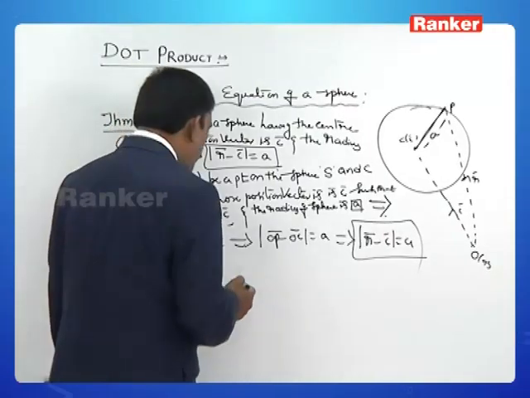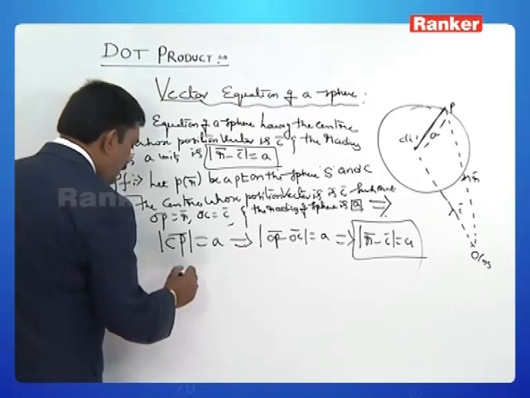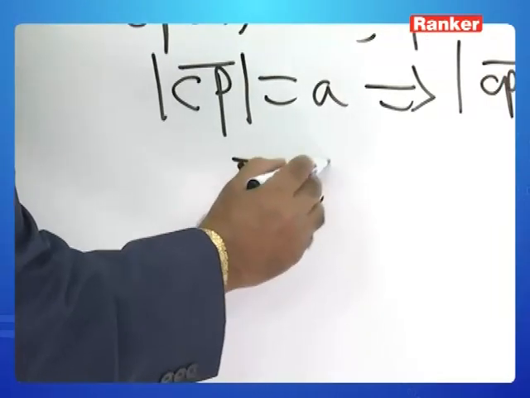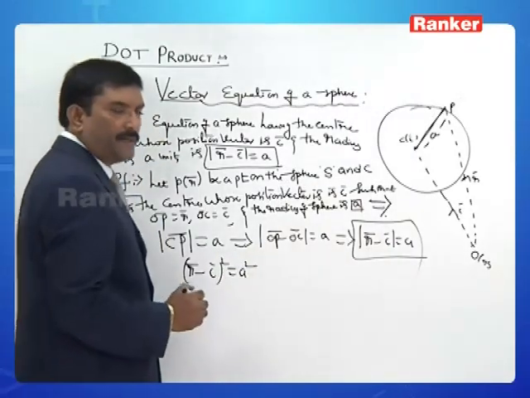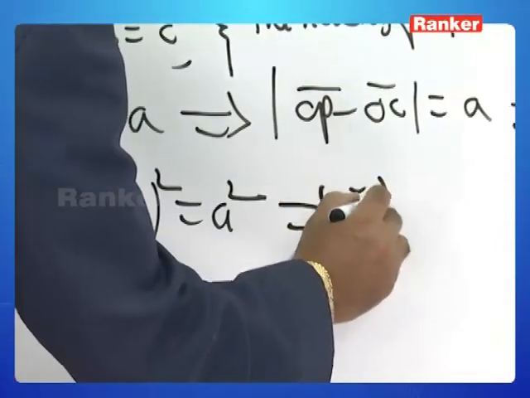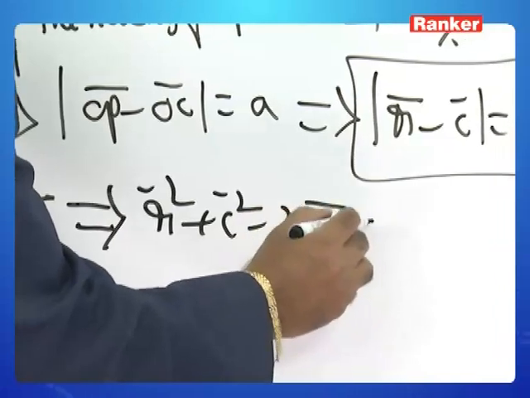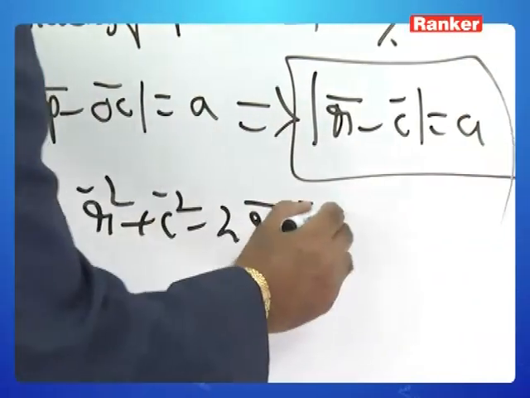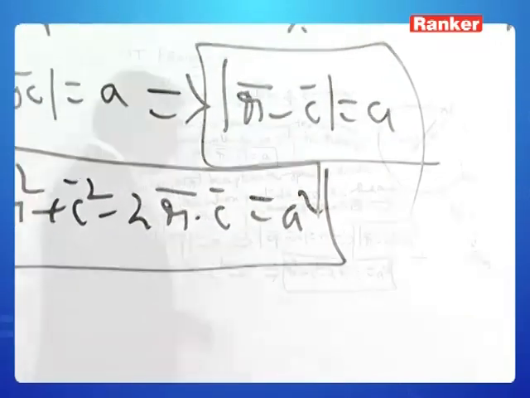So therefore I can write radius A units. Now if I square on both sides, R bar minus C bar whole square is equal to A square, which implies R bar square plus C bar square minus 2 R bar dot C bar is equal to A square. This is also one way of writing the equation.